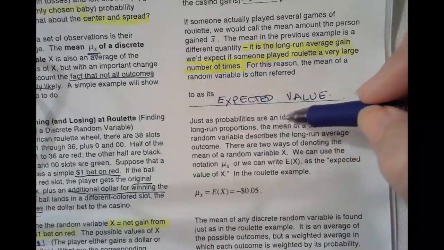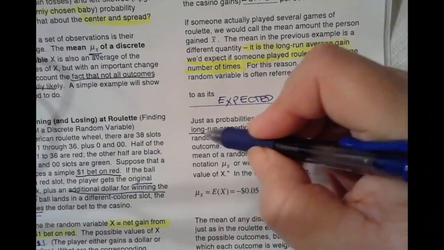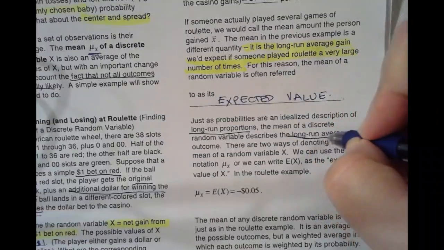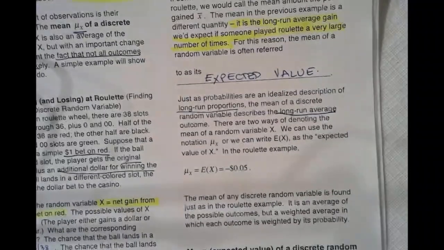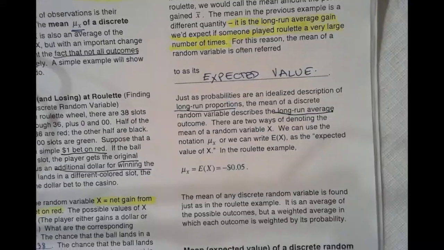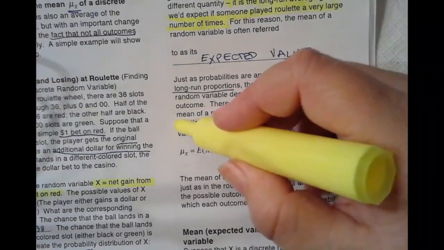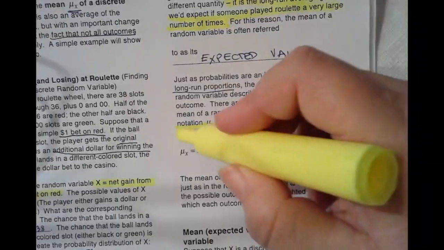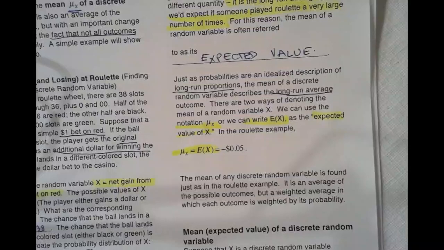Just as probabilities are an idealized description of long-run proportions, the mean of a discrete random variable describes the long-run average outcome. There are two ways of denoting the mean of a random variable. There are two notations, and on the test, they will write them either way. You need to recognize that they mean the same thing. We can use the notation mu of X, or we can write E of X, which is expected value of X. Both of them mean the same thing.